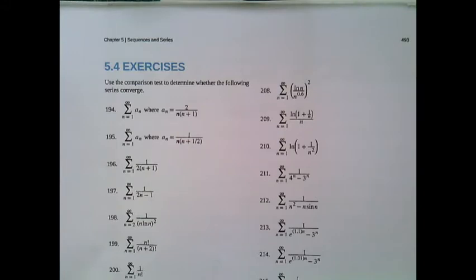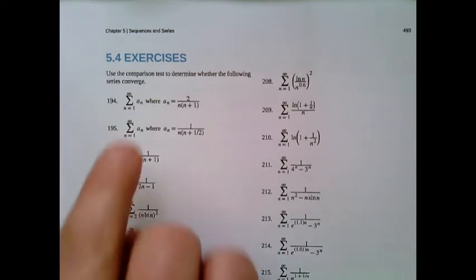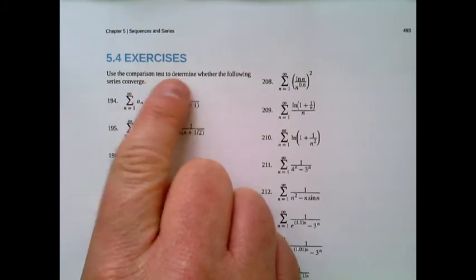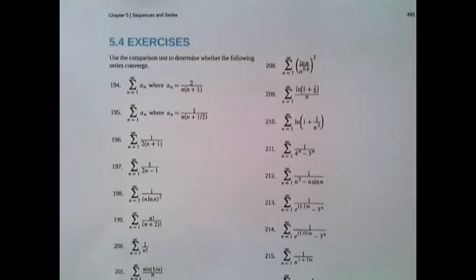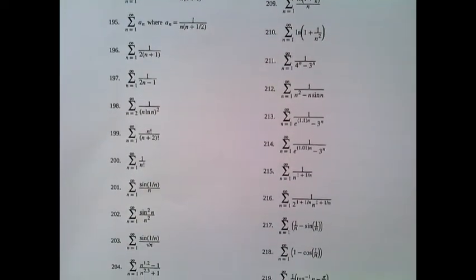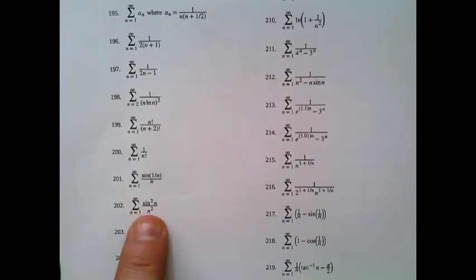Alright, so let's look at some examples where we can apply the comparison test. We're going to look at problem 202. The instructions say use the comparison test to determine whether the following series converge. And then down here in problem 202, what we're given is the series where n goes from 1 to infinity, and the nth term is sine squared n over n squared.